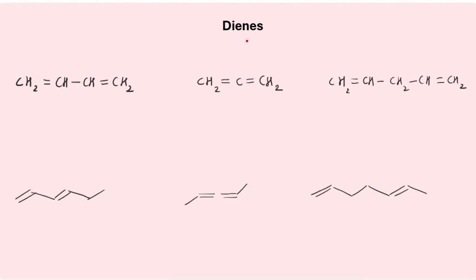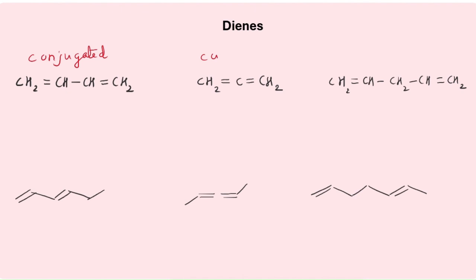Dienes are the organic molecules with two double bonds in the molecules. Now, based on the placement of the double bond, the diene molecules can be classified as conjugated. That means the double and single bonds are in conjugation with each other. That means they are alternating: double, single, double bond like this.